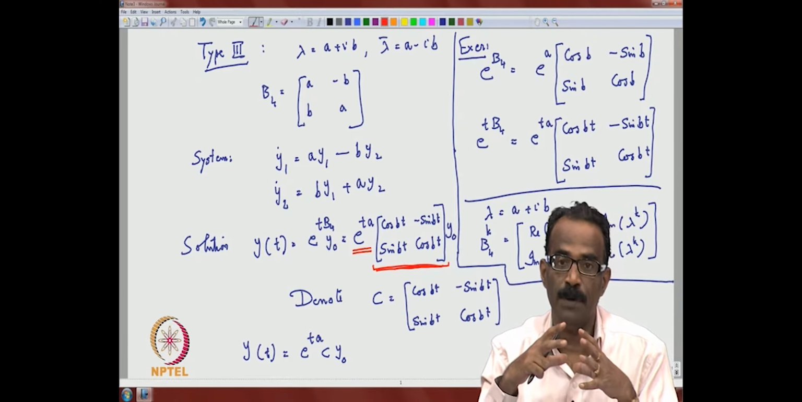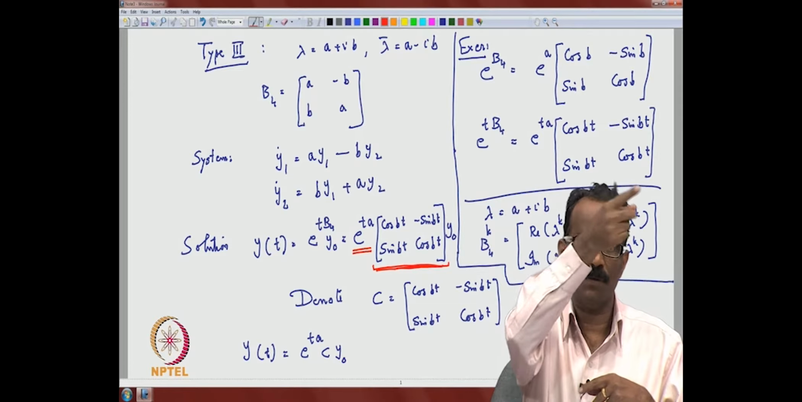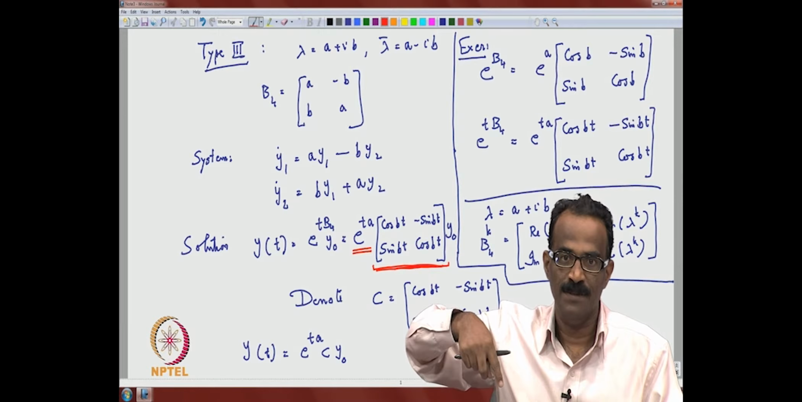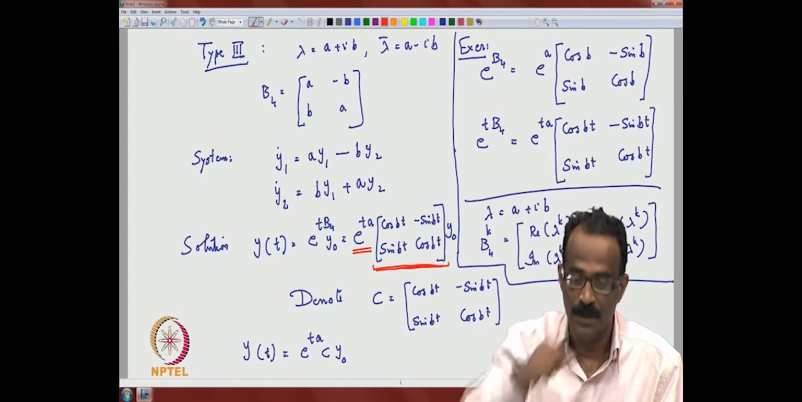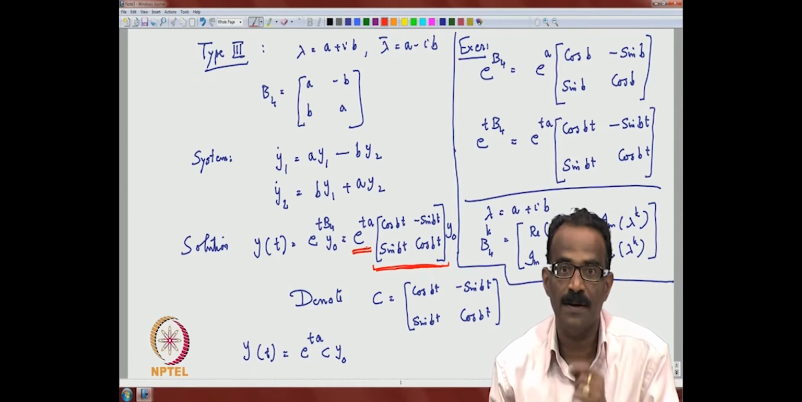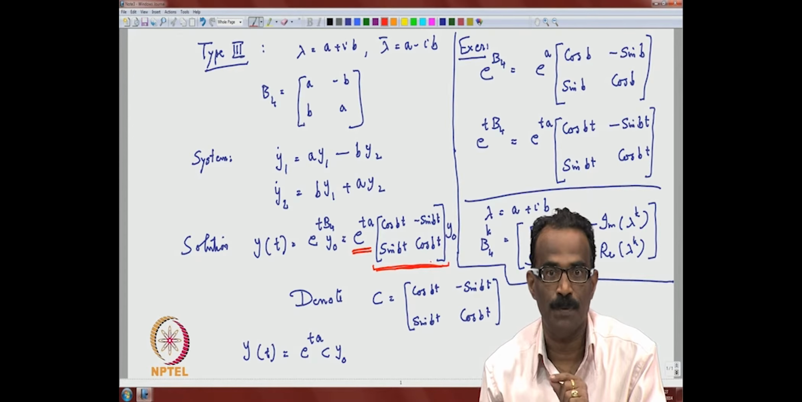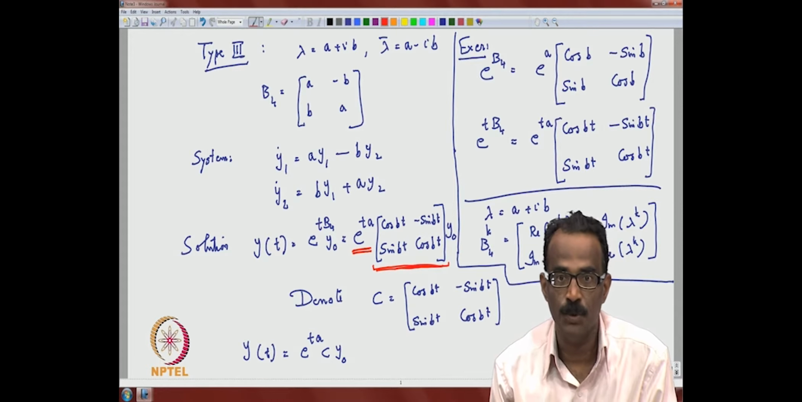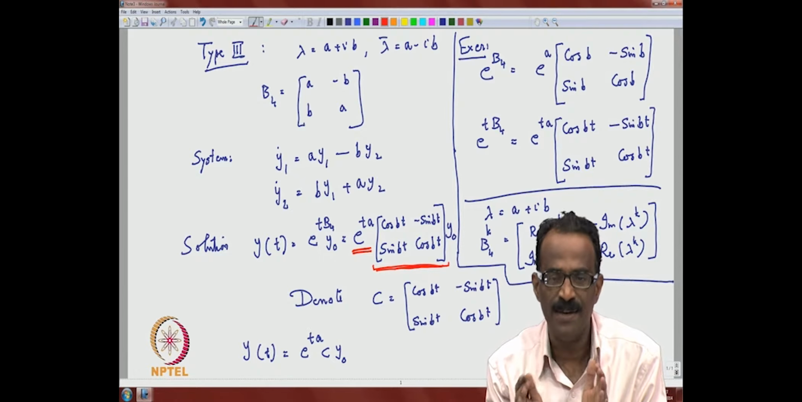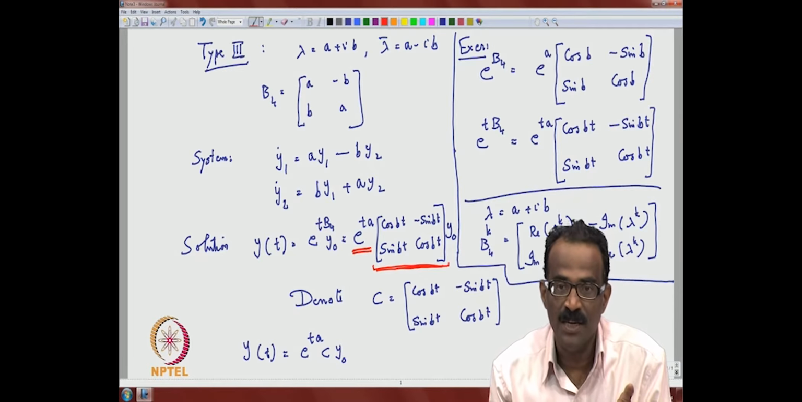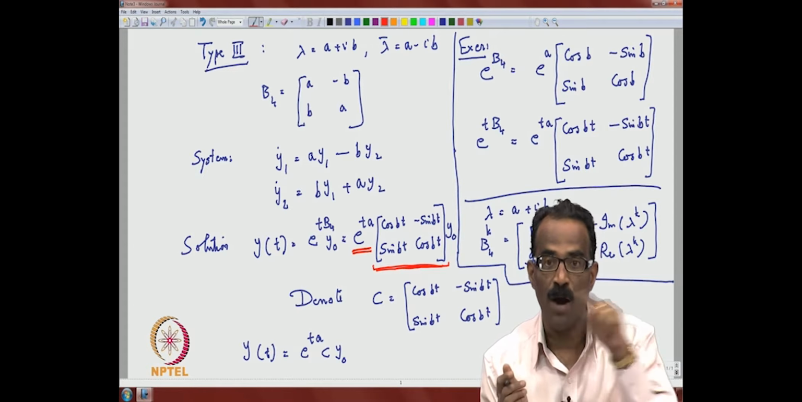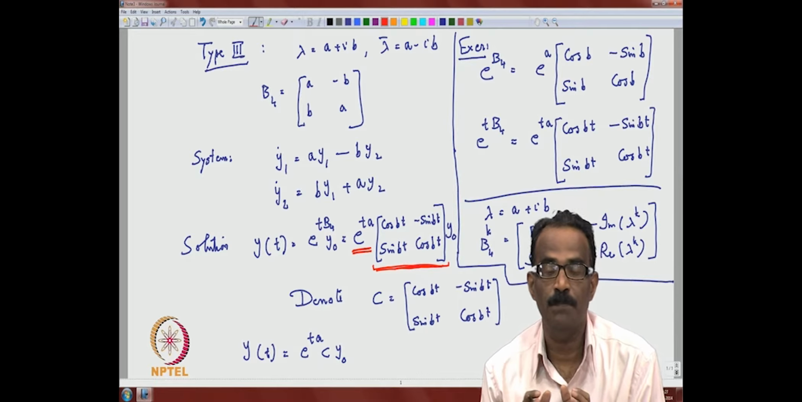So it will start rotating, but the radius of the rotation will start increasing if a is positive, because that is the amplitude. If a is negative, the amplitude will go to 0. So e power t a will give you the amplitude of the rotation, and this will give you the periodic rotations around that point. So we have to distinguish two cases, when a not equal to 0 and a equal to 0, because when a equal to 0, e power t a will vanish and there is only a pure rotation, there is no amplitude change, leading to what is called the periodic solution.